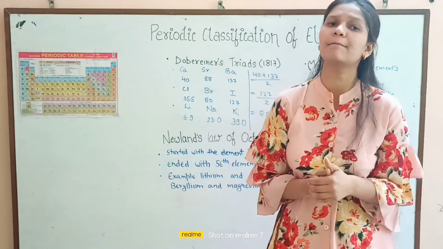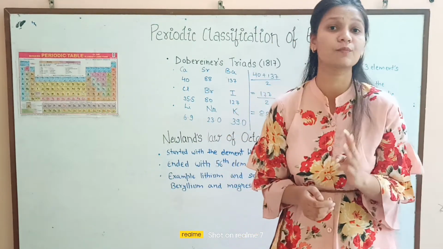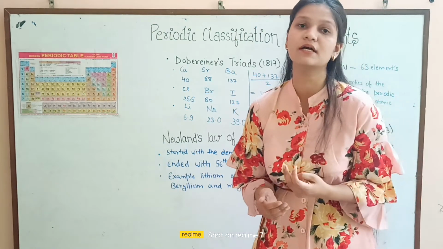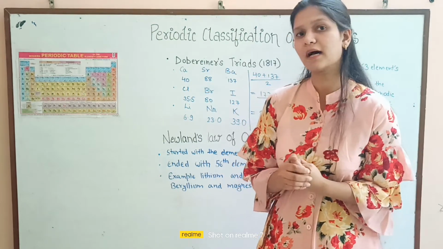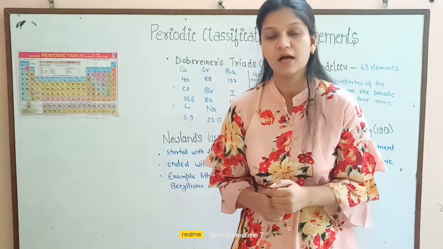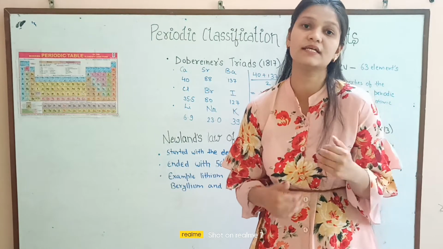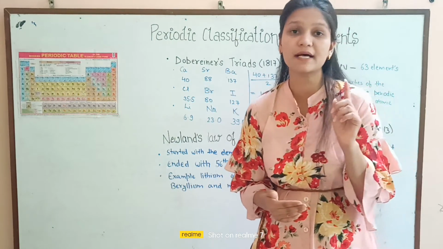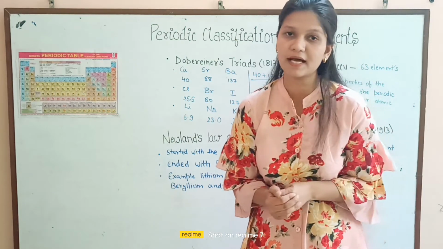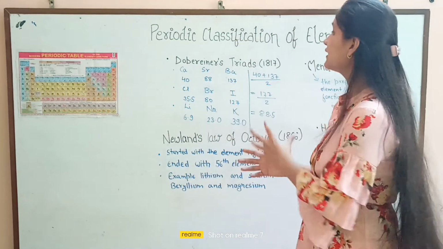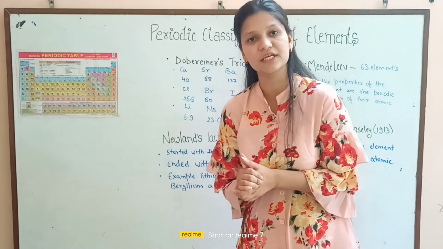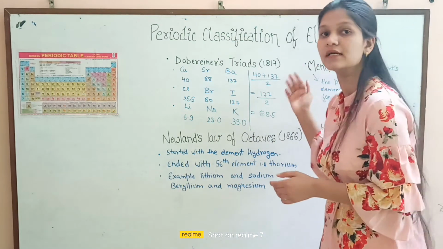If we take an example of isotopes, there are three isotopes of hydrogen. The first one is protium, the second is deuterium and the third is tritium. The atomic number of hydrogen is 1, but the masses of the isotopes of hydrogen are different. Protium has atomic mass 1, deuterium has atomic mass 2, and tritium has atomic mass 3. So he couldn't explain the position of isotopes either. These are the limitations of Mendeleev's periodic table.